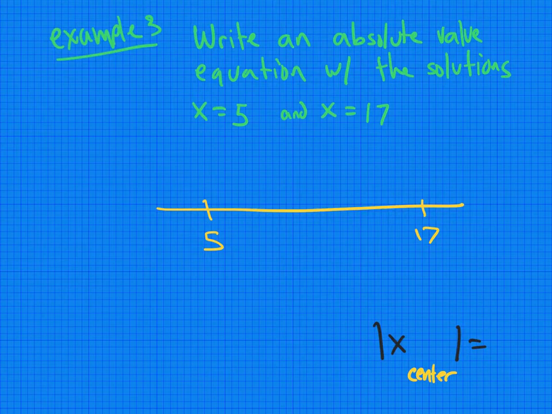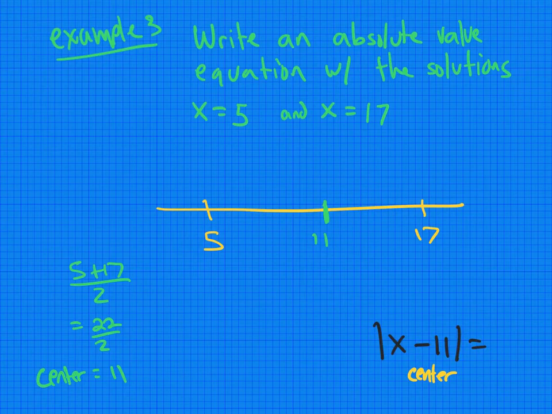Sometimes you might be able to just think through it, but sometimes the numbers won't be easy enough. When that happens, the way you can find the center is to find the average of the two numbers. You guys know how to find an average: you add the two numbers up and divide by 2. So off to the side, I'm going to go 5 plus 17 divided by 2. That's 22 divided by 2, so my center equals 11. Now I know that my center is 11. Remember, it's always opposite in here, so my equation is going to become x minus 11.